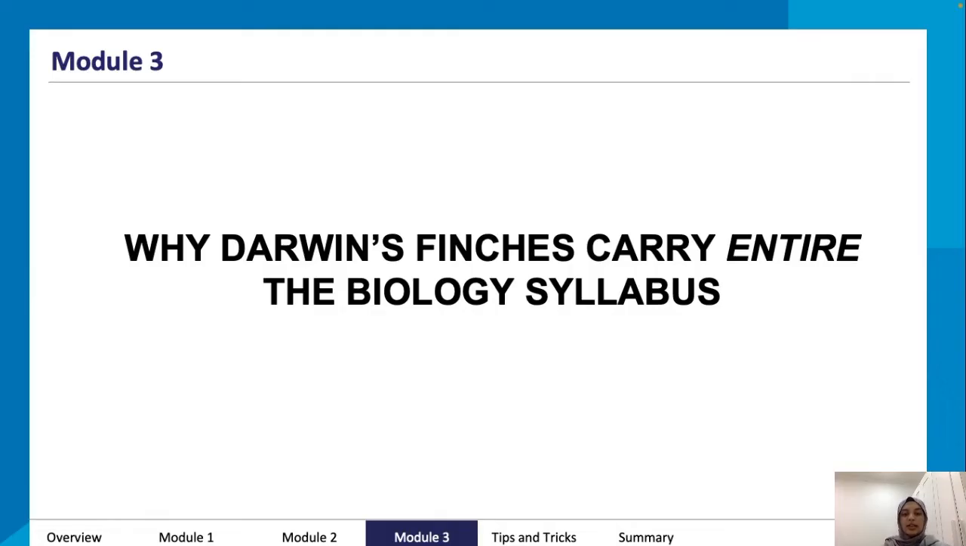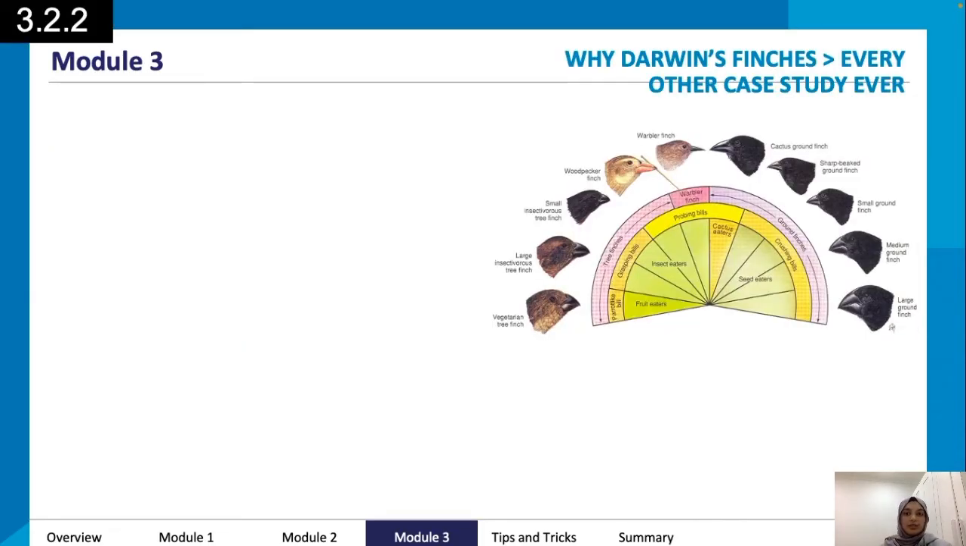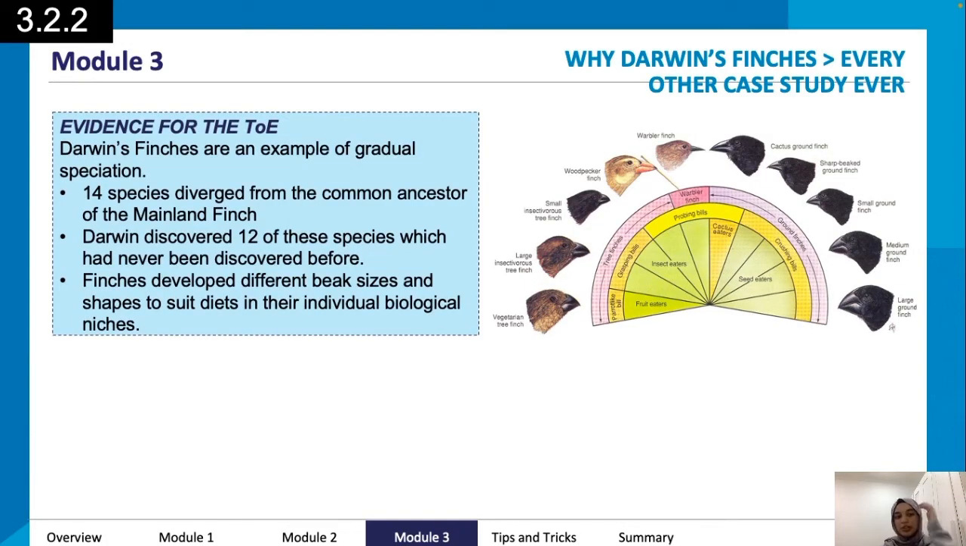So, why do Darwin's finches carry the entire biology syllabus? Let's go through it. Why are Darwin's finches better than every other case study ever? Because there's just so much information provided. So, the evidence. Darwin's finches are an example of gradual speciation. There are 14 species that diverged from the common ancestor of the mainland finch.